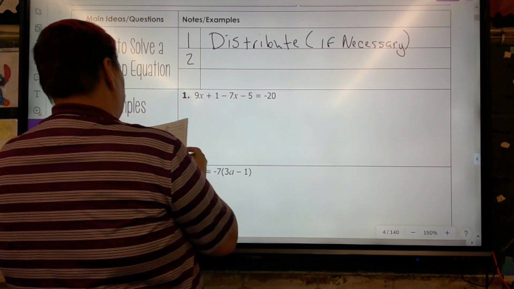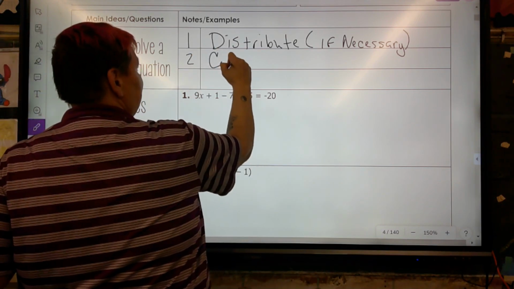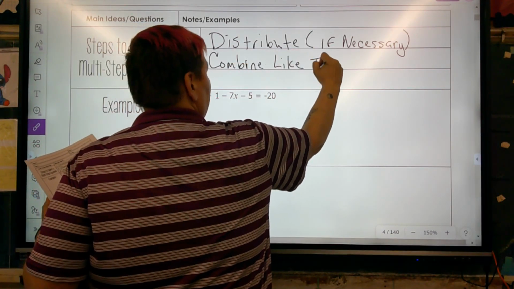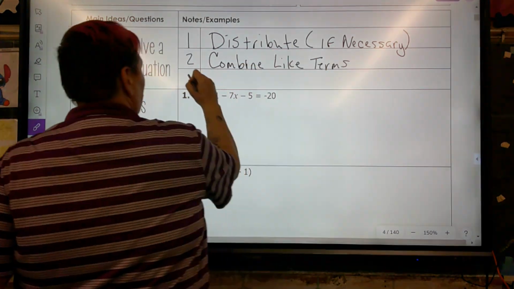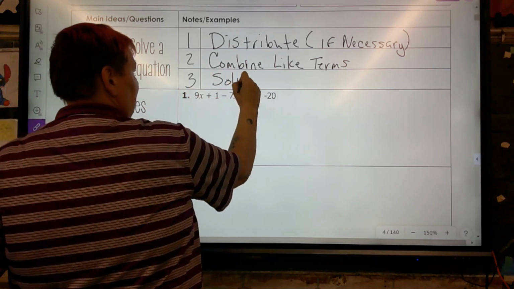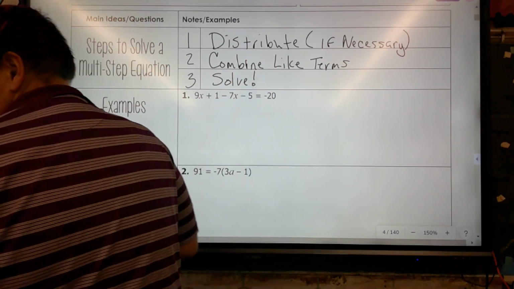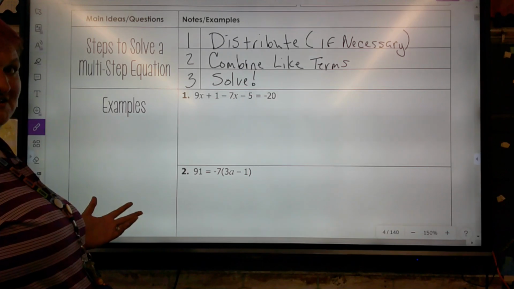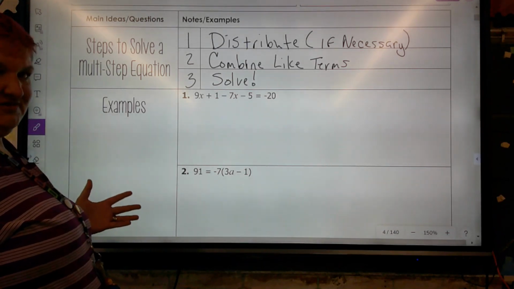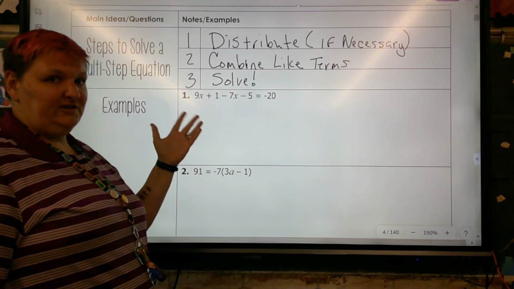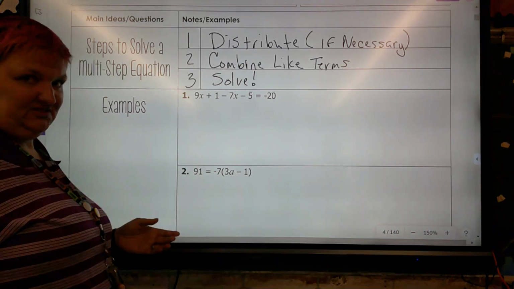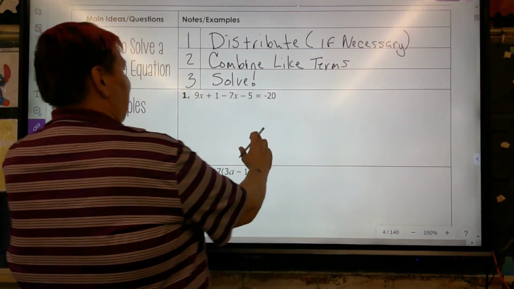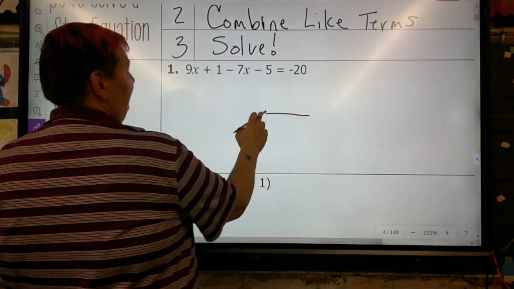Step 2, combine like terms. And step 3, of course, solve. And remember what I said, if it has a variable in the equation, you're probably going to have a variable in the answer 99% of the time. If there's a variable in the equation, there will be a variable in the answer. It's required. Alright, so let's look at number 1.